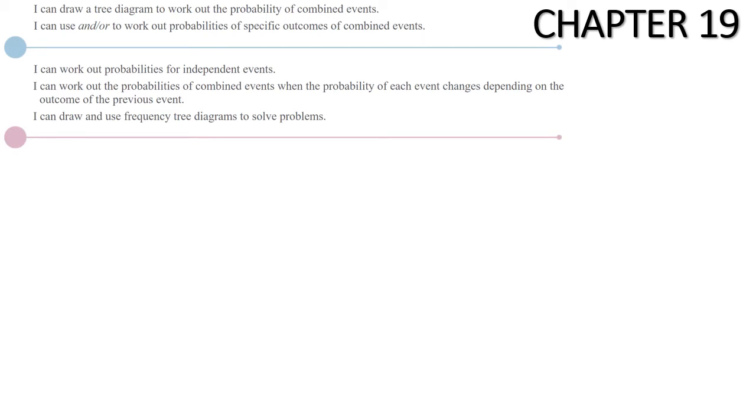Now sometimes you get problems where you might see the phrase "not replaced". Something is taken out and not replaced. This is where we get to this type of problem, where we can work out the probability when each event changes depending on the previous event.